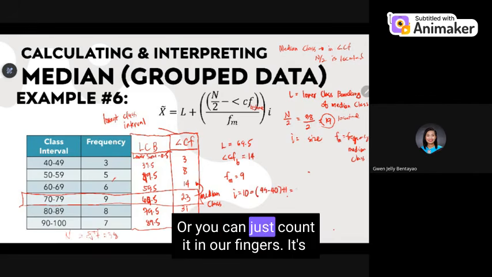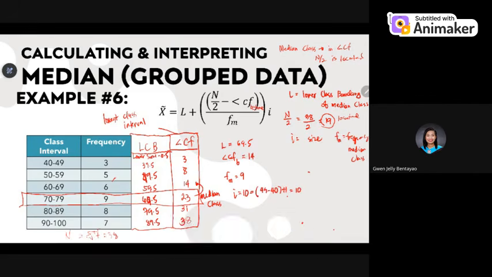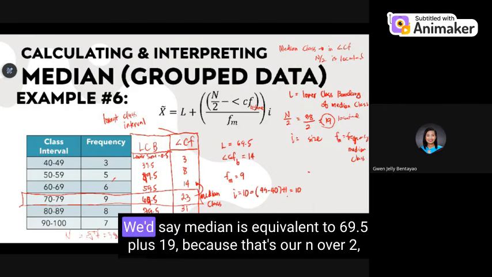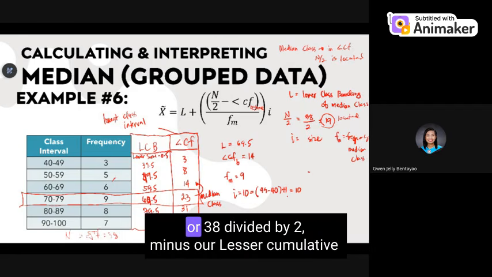Or we can just count it on our fingers. It's 40, 41, 42, 43, 44, 45, 46, 47, 48, 49. That is all 10. So that's the class size. Now, we can just input that in our formula.